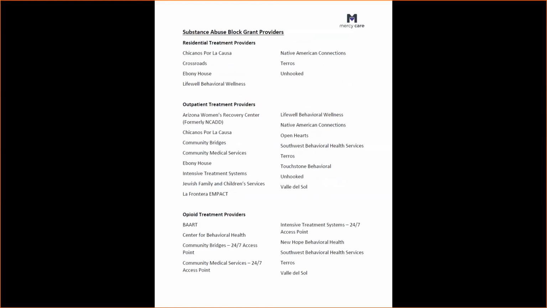And then our next list is our substance abuse block grant providers. If you happen to have an adult who may need services and is uninsured, and you may not have that grant, you can refer them over to these providers you see on the screen. For residential treatment providers, we have a few listed here, as well as outpatient treatment providers and our opioid treatment providers.